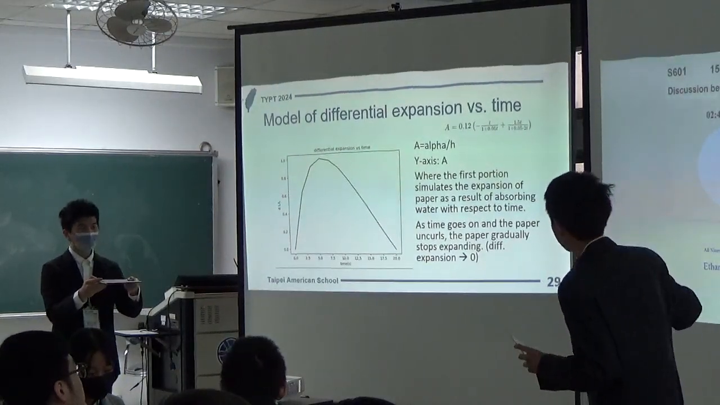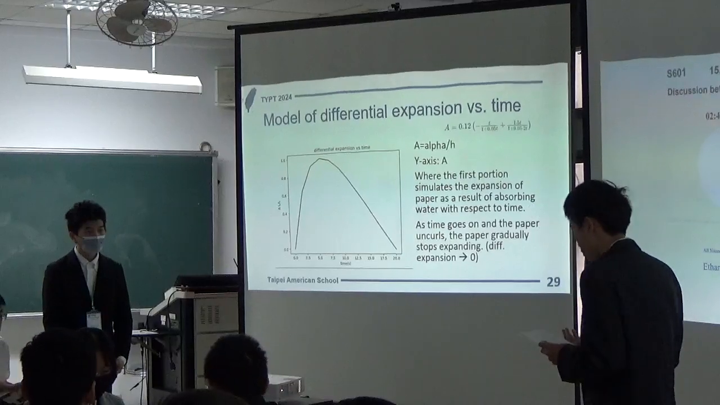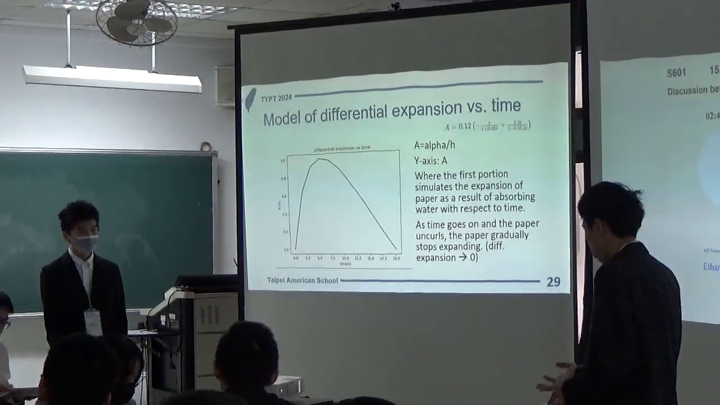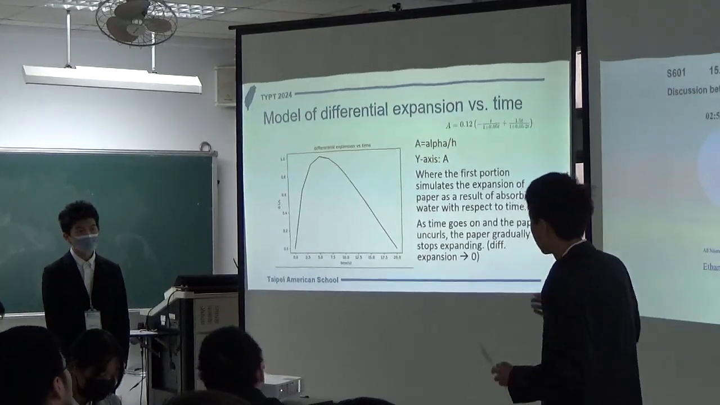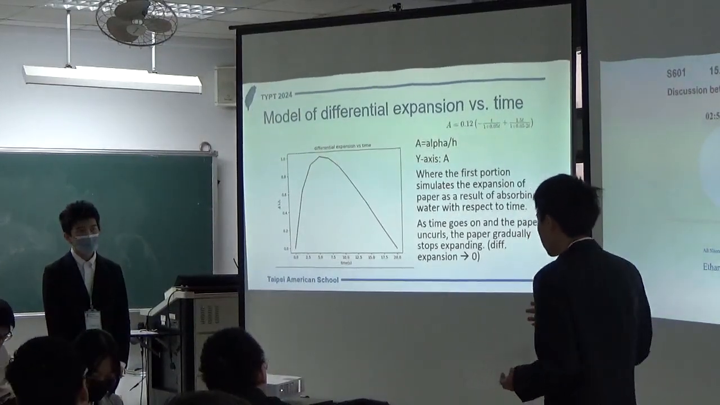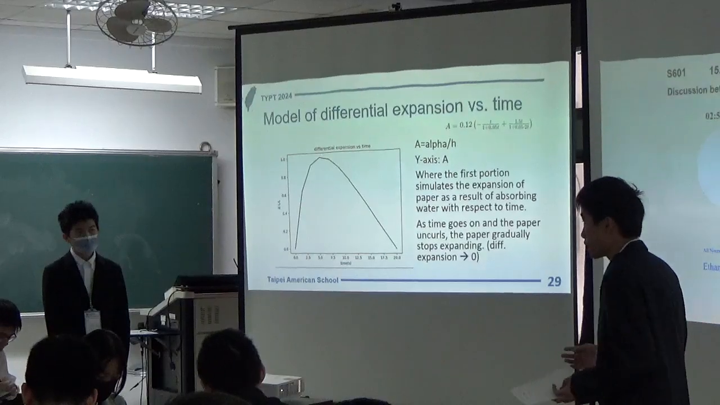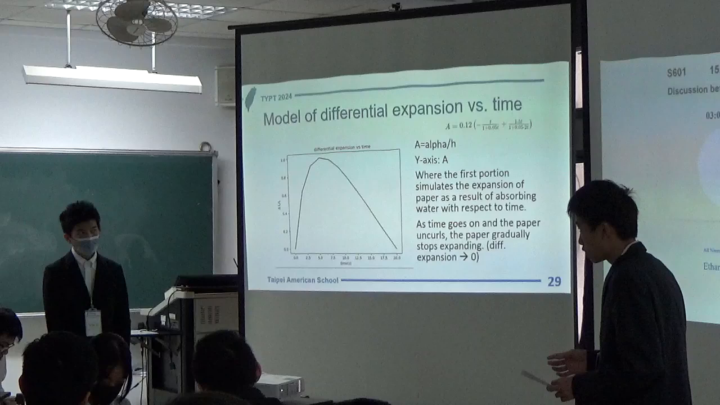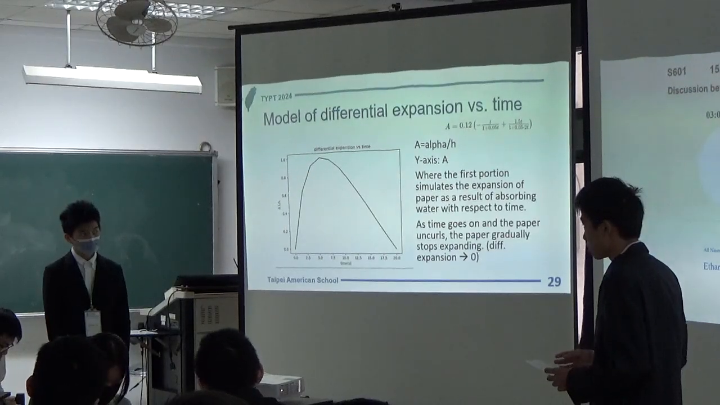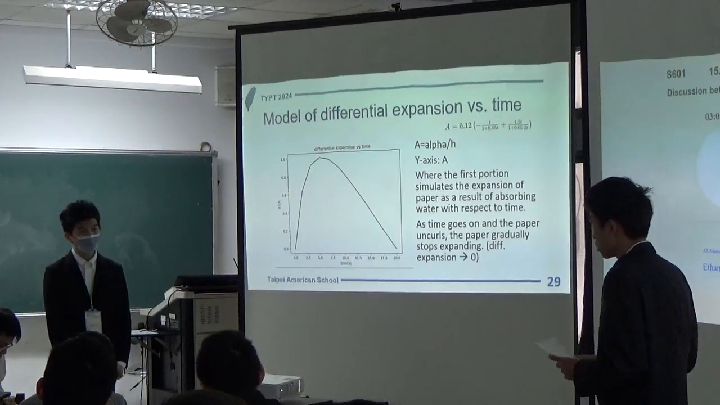So I would like to talk about the absorption rate. You said that uncurling is caused by saturation of water, and you said in our discussion that it's molecular diffusion. So what do you think are parameters that could affect the speed of molecular diffusion? I think it would be types of paper. However, we're looking at a single type of tracing paper.